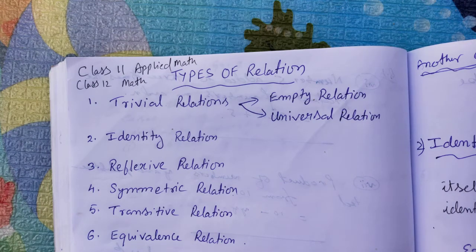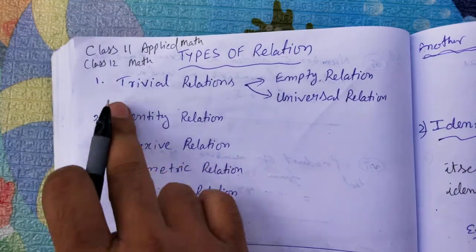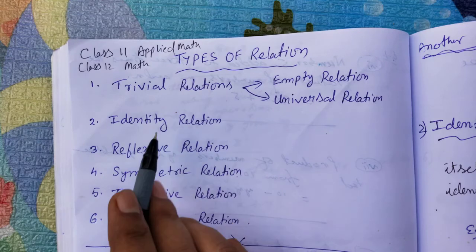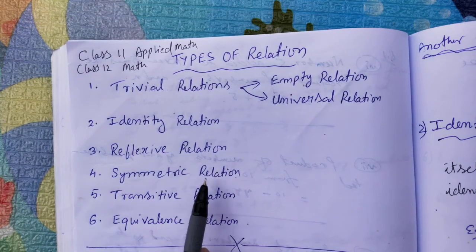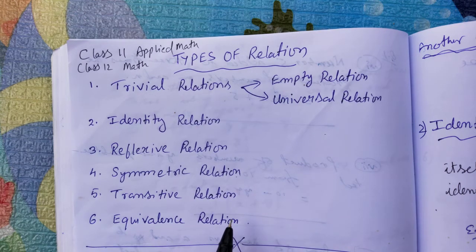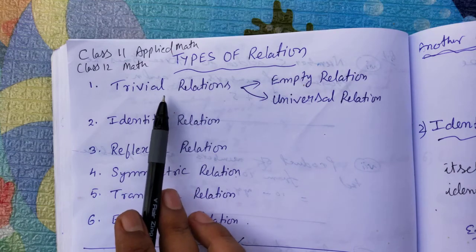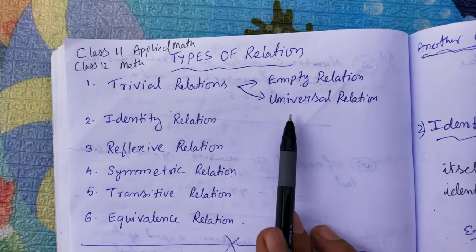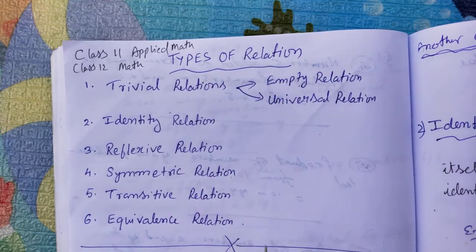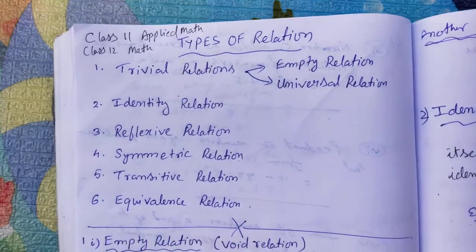Today we'll learn about the types of relation. There are 6 types of relation: trivial relation, identity relation, reflexive relation, symmetric relation, transitive relation, and equivalence relation. Under the trivial relation we have empty relation and universal relation. Let us learn one by one the meaning of each relation.